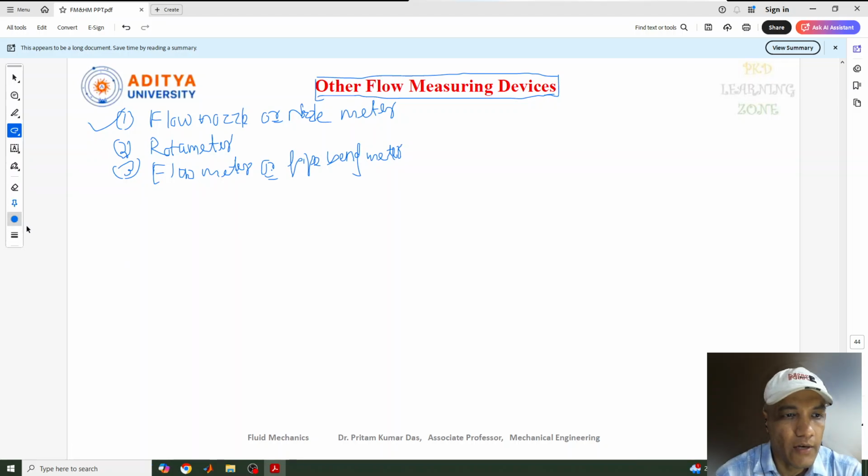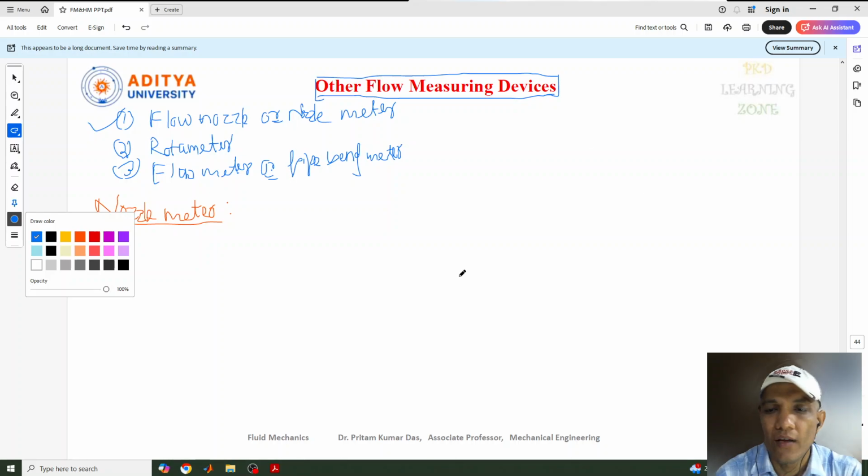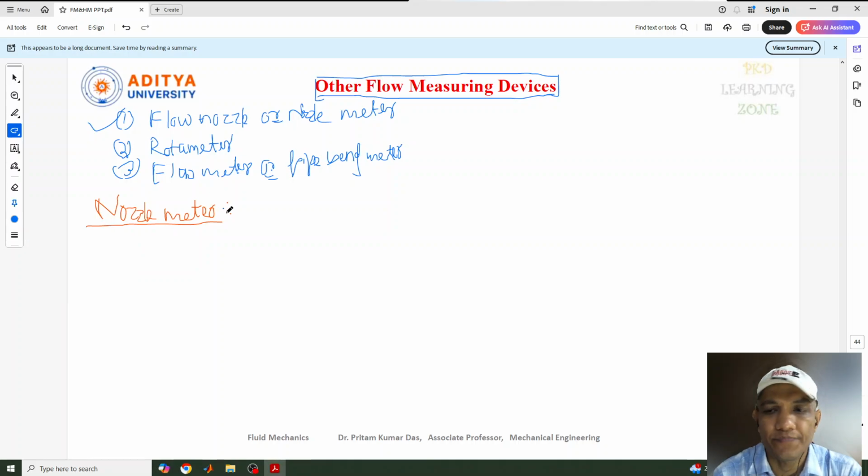So let me give the first heading: we'll discuss the nozzle meter. All these measuring devices have different diagrams. We'll see one by one with the diagram, and we'll see what the working principles are, what the applications are, and what the advantages and disadvantages are. So all the things we'll see.